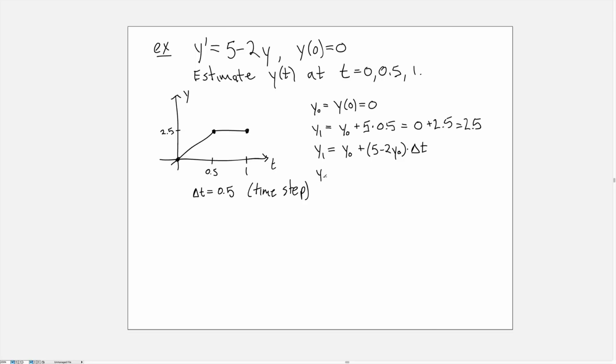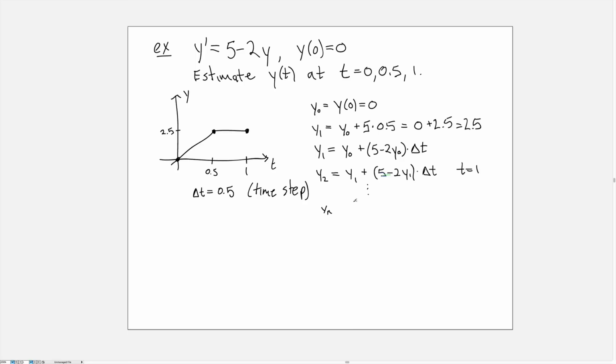How do I get y2? We calculate it similarly. Take y1, the height of this one, and add to it 5 minus 2 times y1, because this is the slope we expect at 0.5. We're going to multiply that by delta t. So that's the slope multiplied by the horizontal increment, and that gives us a vertical increase. So we can continue doing this, and we can get a whole sequence of points. Now in this case, by the time we get here, we're already at t equal 1, so we're done.